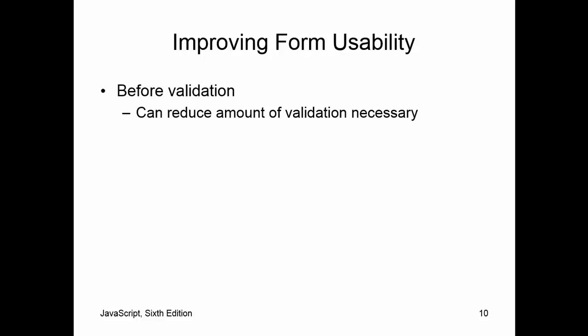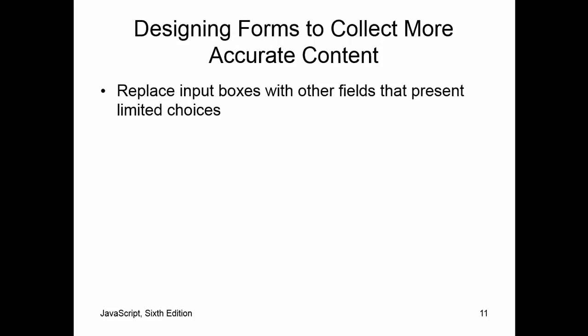Now, improving form usability before validation can reduce the amount of validation necessary. Well, one thing you can do is, typically, if you're going to have a form field, you're going to have a label that goes with it, and typically you're also going to have some placeholder text. You should try to make it as simple as possible for the person who is going to be utilizing the form, who's going to be filling it out, to be able to understand exactly what they should be entering into each field. And if you say, well, that just makes sense, yes, it does.